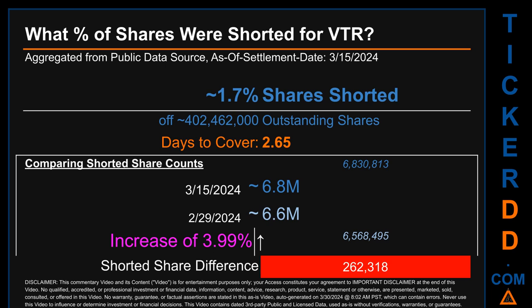Days to cover is 2.65. When I compare the current 2-week period data snapshot against the previous period, ending in settlement date, February 29, 2024, I find that the current snapshot had roughly 262.3 thousand more shares shorted. This means that, compared to the previous snapshot, the current snapshot has an increase of 3.99% of shorted shares.